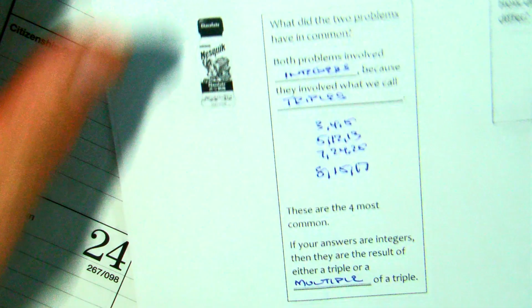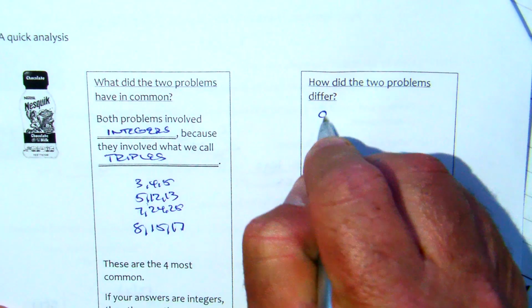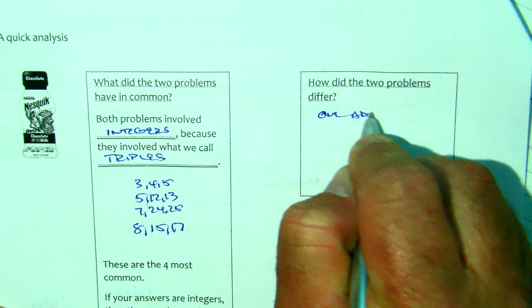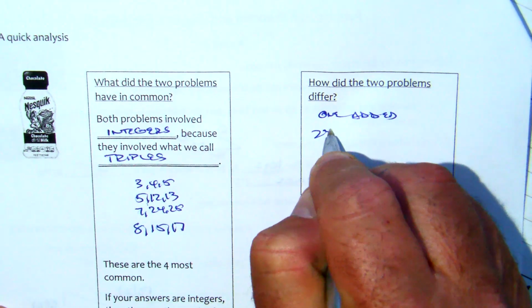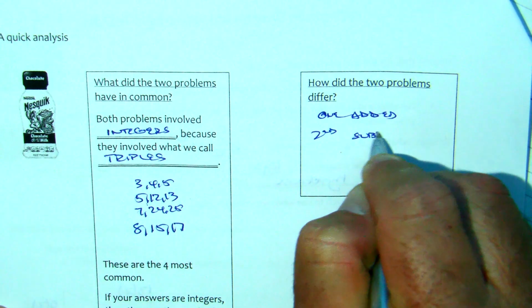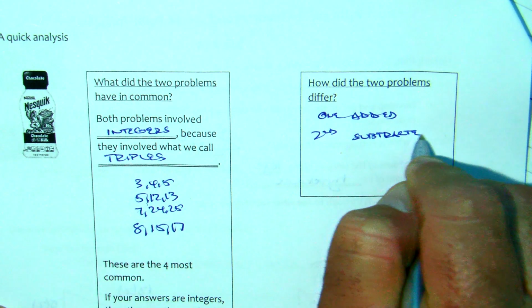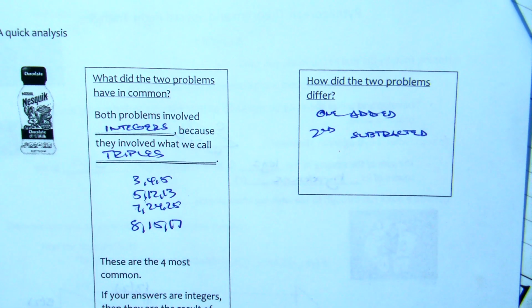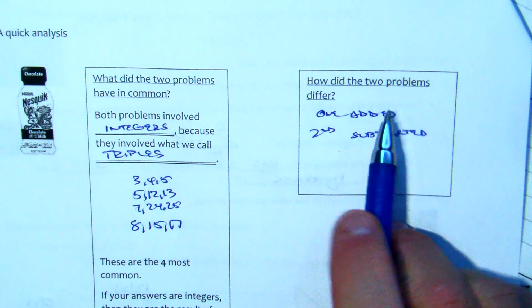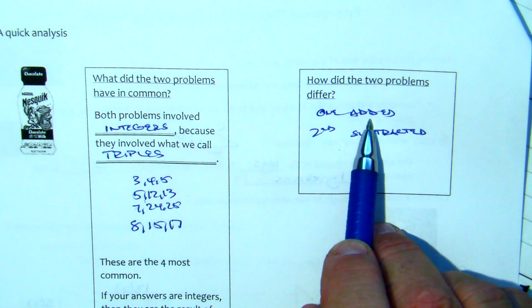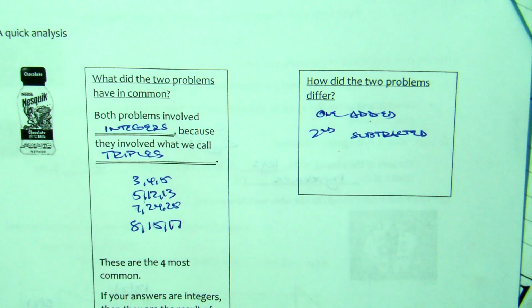Alright, now how do the two problems differ? Alright, well, for one problem we added, and for the second problem we subtracted. Alright, that is because it depends on what they asked for. If they asked for the hypotenuse like they did in the first one, alright, then we can add our values. Whenever we get the leg, we subtract.